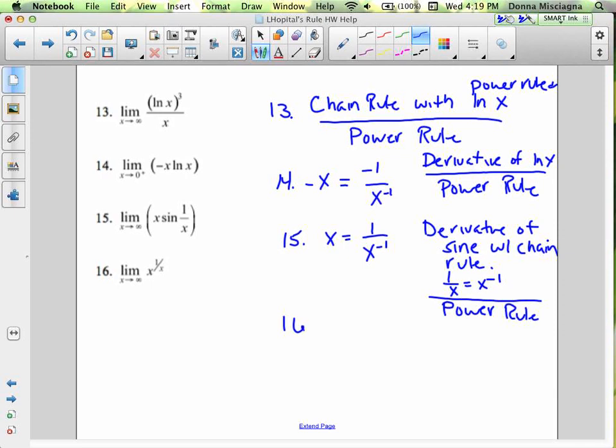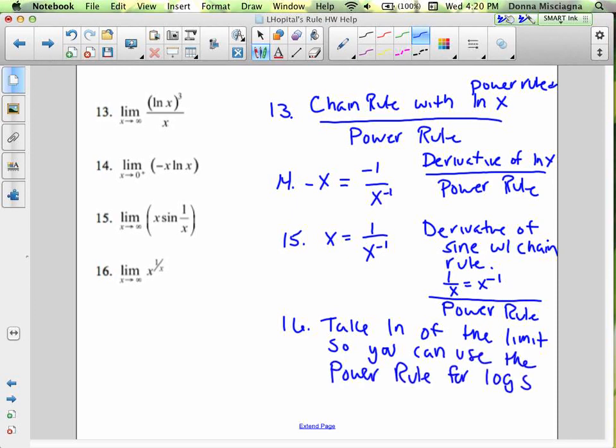(16), before you can do anything, you have to take the natural log of both sides. Excuse me, not both sides. There is no both sides of the limit. I've been doing too many videos with solving equations, I guess. Take the natural log of the limit, so you can use the power rule for logs. And that can be done whether or not the limit is indeterminate.